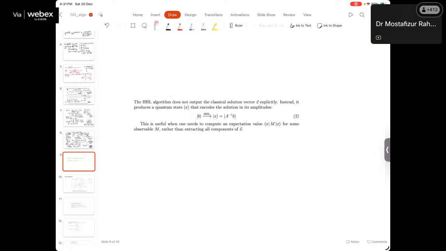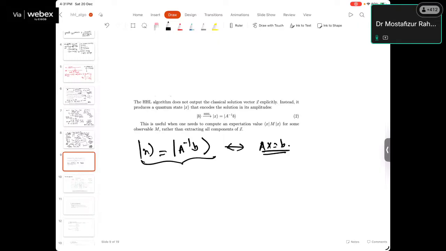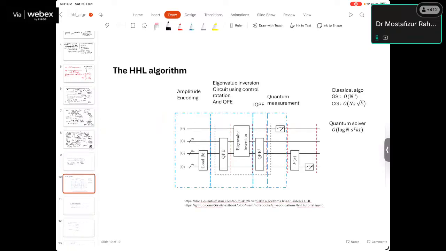Of course, our final solution will come as A inverse b ket, which is basically ket x, because this is equivalent to Ax equals b. This is the form we are expecting, but we are looking at some expectation value given a certain measurement operator M. So in simpler terms, what are the things we have to do? I don't know how to speak in simpler terms, but I'm trying, because this algorithm has lots of embedded steps.